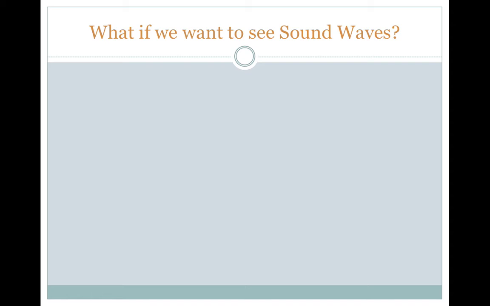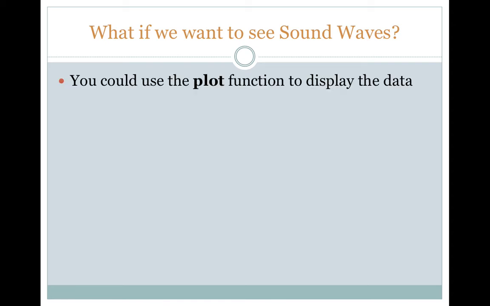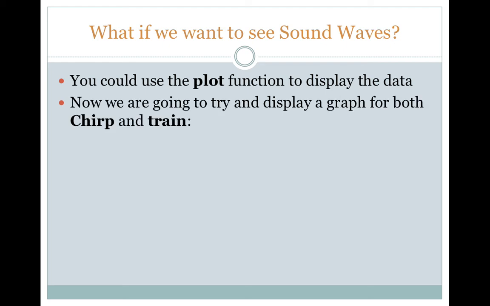What if we want to see sound waves? Okay, you could use the plot function to display the data. Now we're going to try and display a graph for both chirp and train. First of all, we're going to do chirp. So first of all, you do subplot(2,1,1), just standard subplots, and then you would load chirp. Instead of displaying the sound, you do plot(y), which remember is still chirp loaded as y. And then you would change the label and the title if you want.